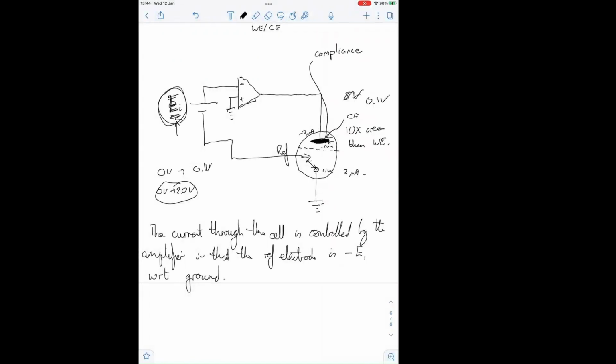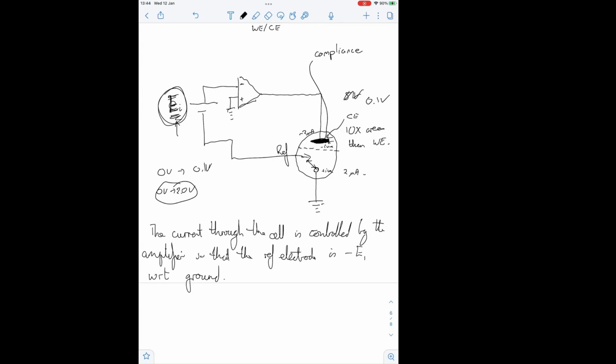So actually being aware of what that compliance voltage is is good for your safety. The rule is you always switch the system off before touching your electrodes. But the safety aspect of that rule changes depending on what your compliance voltage is.